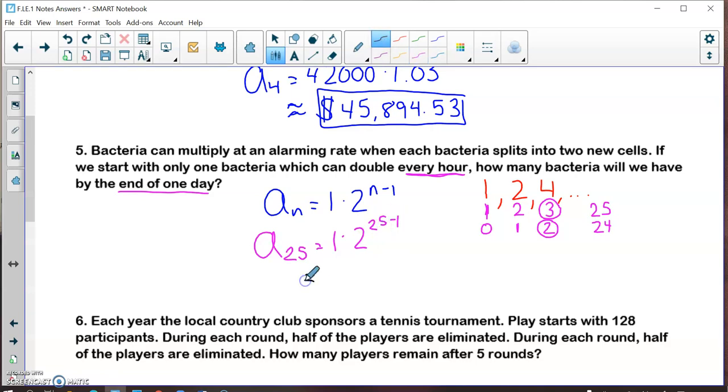And if I do 1 times 2 to the 24th power, because 25 minus 1 is 24, I wind up with 16,777,216 bacteria.